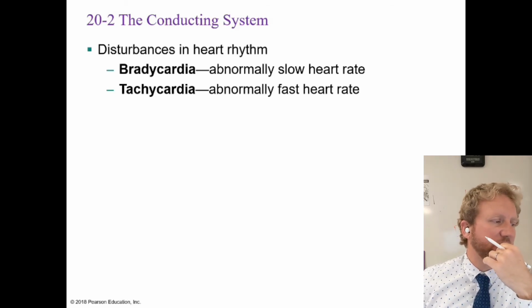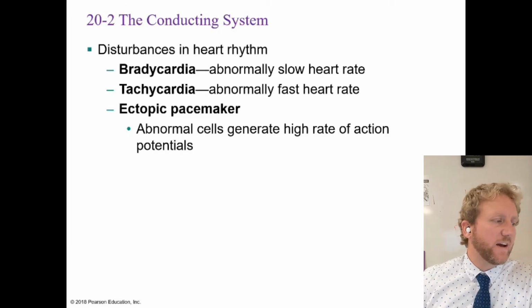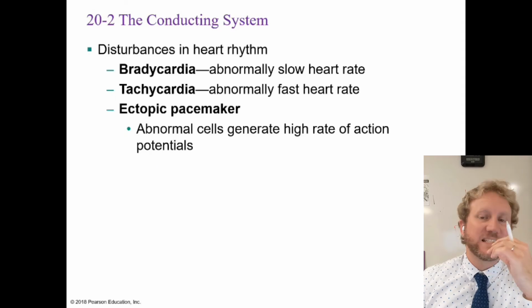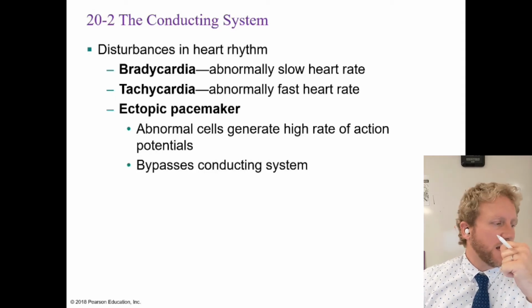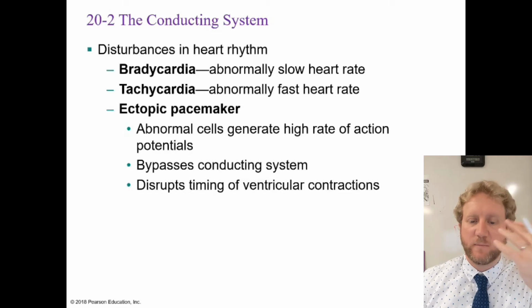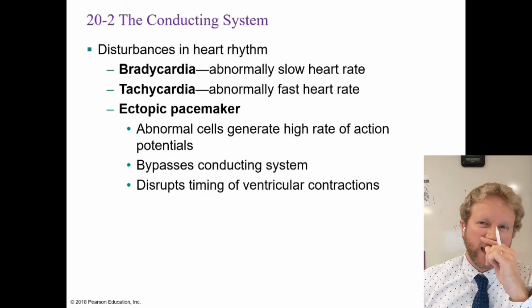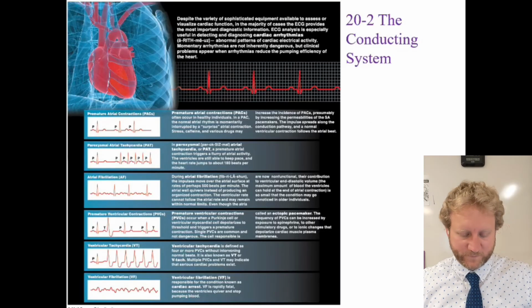We can actually have abnormal cells that create a high rate of action potentials. This is known as an ectopic pacemaker. These cells bypass the conducting system. Basically, they override it, which ends up disrupting the timing of the contractions. So these cells can cause a lot of problems and end up having to be removed.